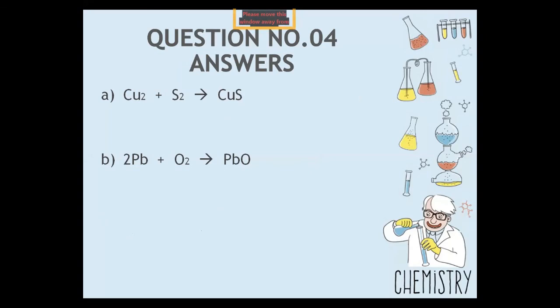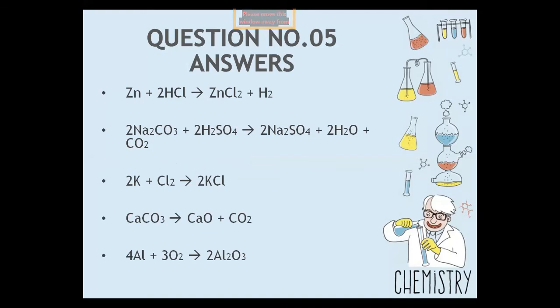Okay. Now the fifth question is: which of the following equations is balanced? Balance the equations which are not balanced. Here some equations are given, some balanced and some imbalanced. The answer is given in the slide. You can see Zn plus HCl gives ZnCl2 plus H2. The balanced equation is Zn plus 2HCl gives ZnCl2 plus H2.